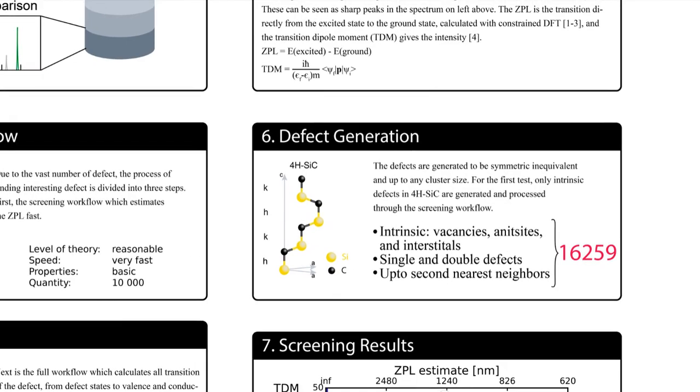For the screening workflow, we need to have the defects to run. These are generated by an algorithm which systematically generates unique defect clusters consisting of vacancies, antisites and interstitials, as well as combinations of these. As a first test, we tested it for intrinsic defects in 4H silicon carbide. We did single and double defects up to second nearest neighbor. This amounted to 16,000 defects.